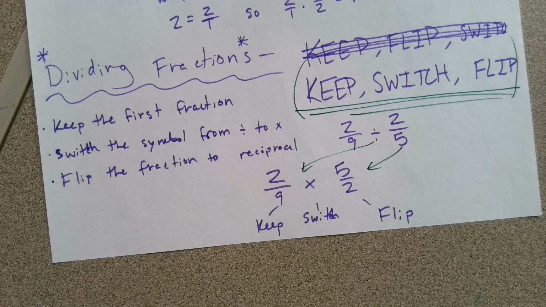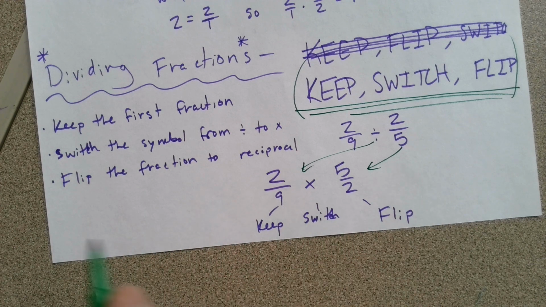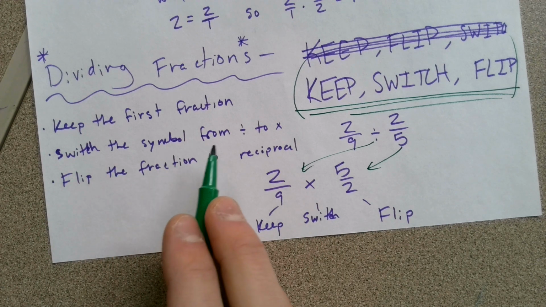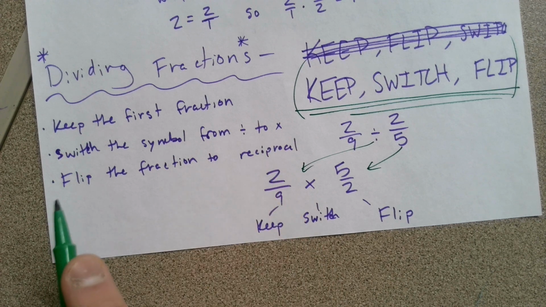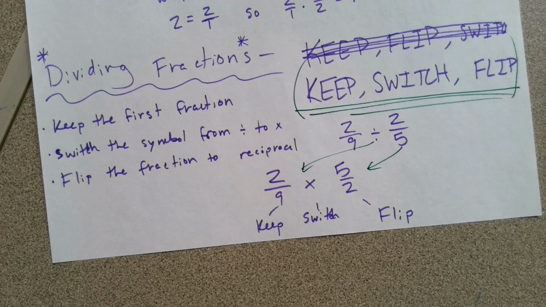Pause right here if you need to. This means we're going to keep the first fraction the same. We're going to leave it how it is. We're going to switch the symbol from division to multiplication. And we're going to flip the last fraction to the reciprocal. We're going to flip its order. We're going to get a lot of practice with this today.